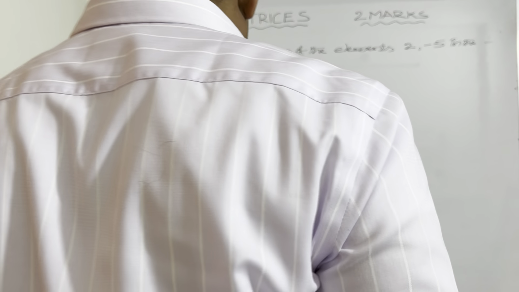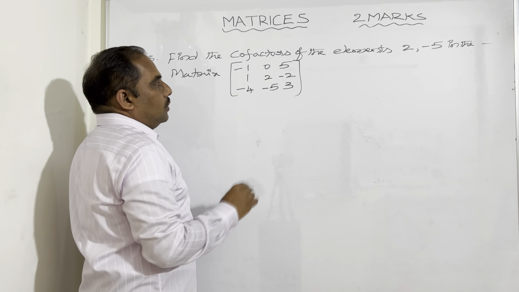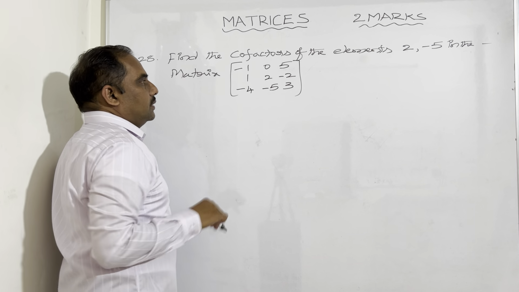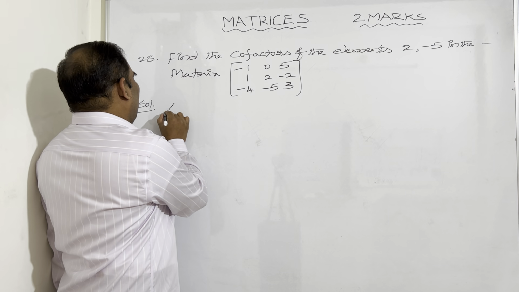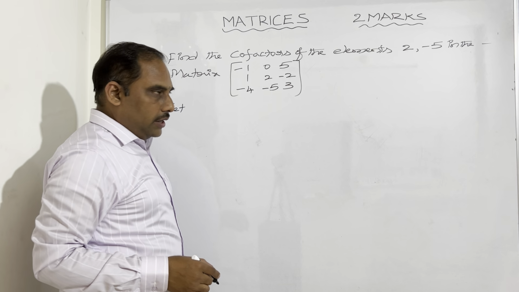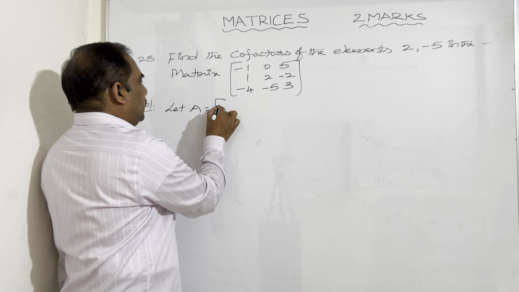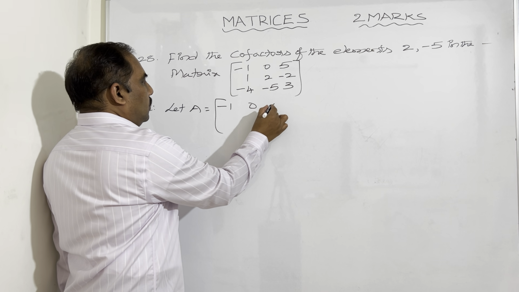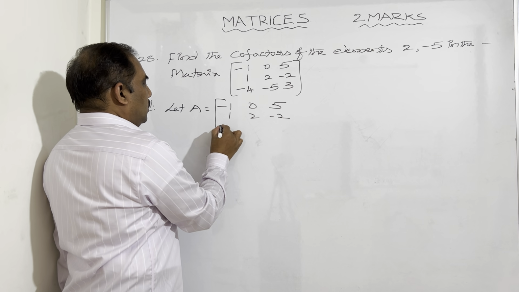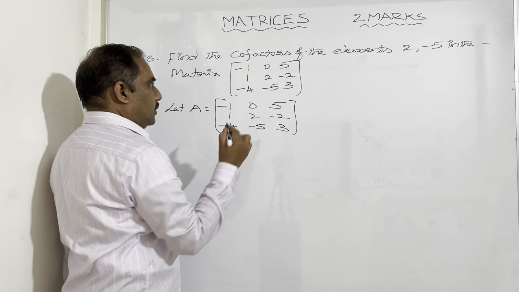See, the next question is: find the cofactors of the elements 2 and minus 5 in the matrix. So we have to find the cofactors of 2 and minus 5 elements. For every element we can find the cofactor, but you take, let A be equal to the given matrix: minus 1, 0, 5, 1, 2, minus 2, minus 4, minus 5, 3, like this.